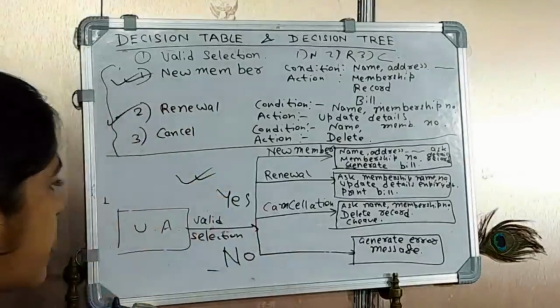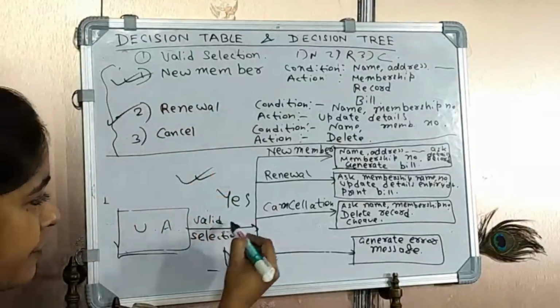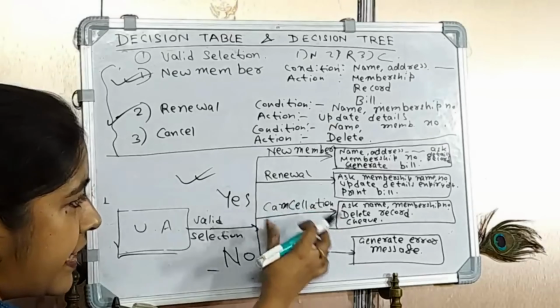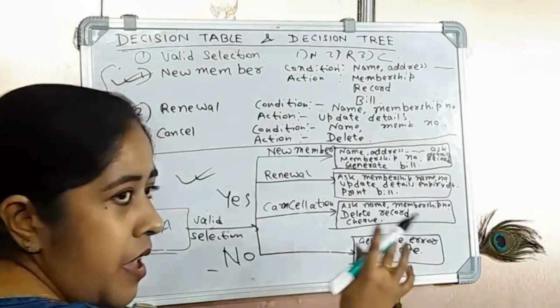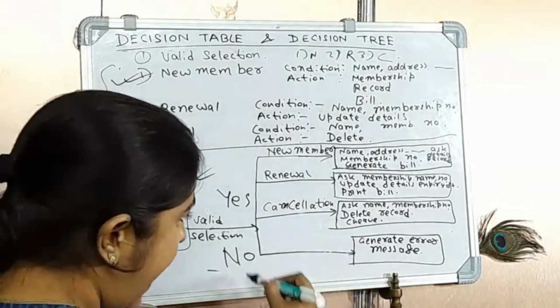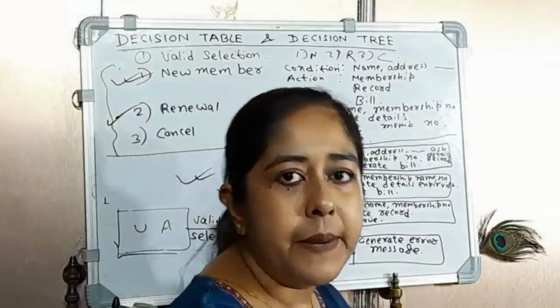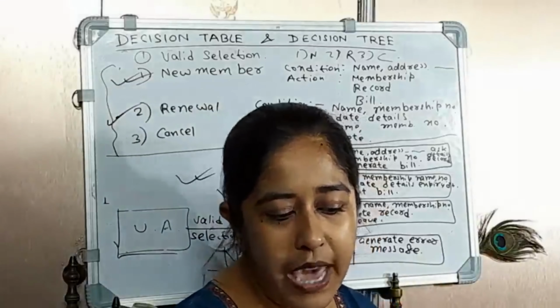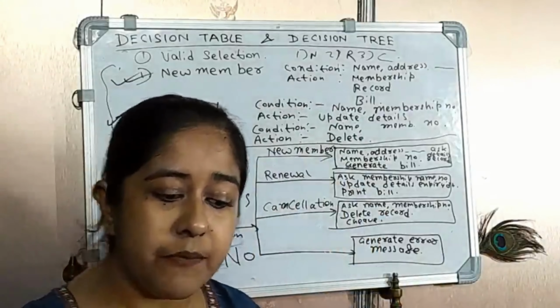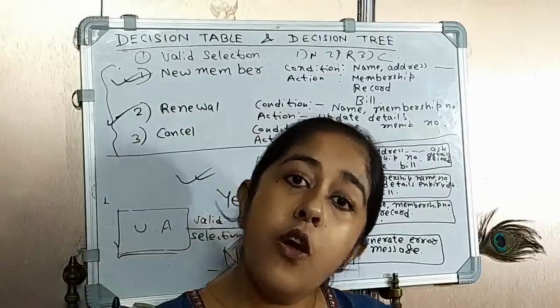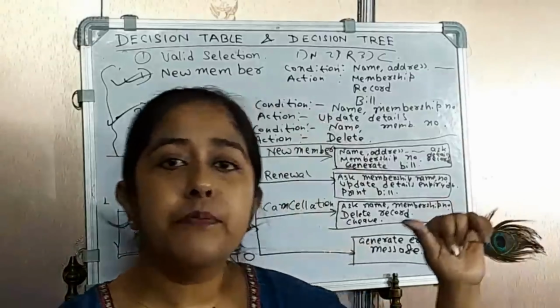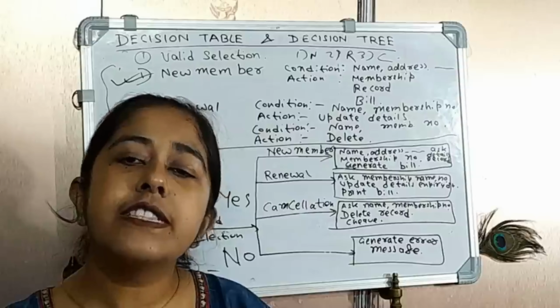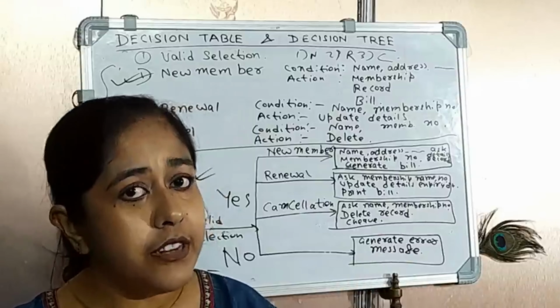So here first of all you give the user data, then valid selection. For yes you make particular branches, and for no you make these particular branches. In a tree, what happens? A tree is a graphic representation of the processing logic. What was that earlier? That was the tabular representation of our processing logic, our decision table.